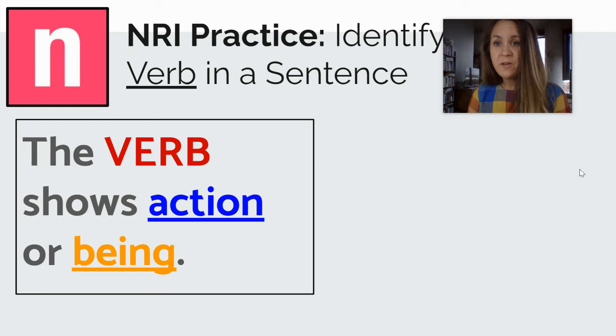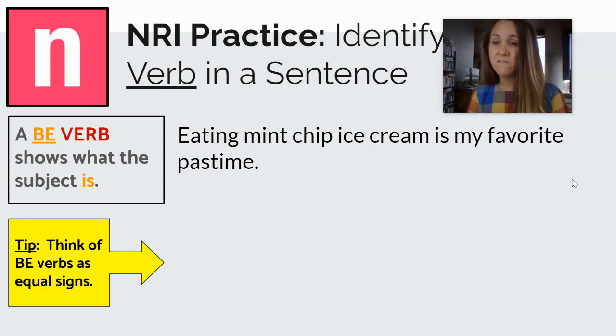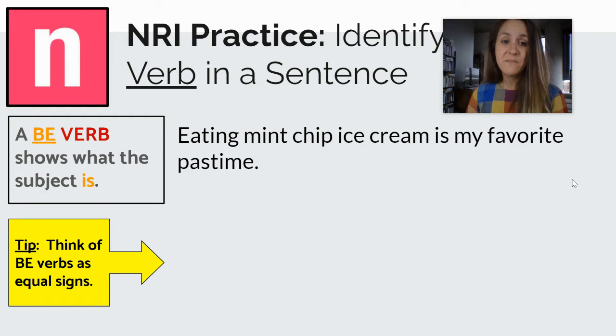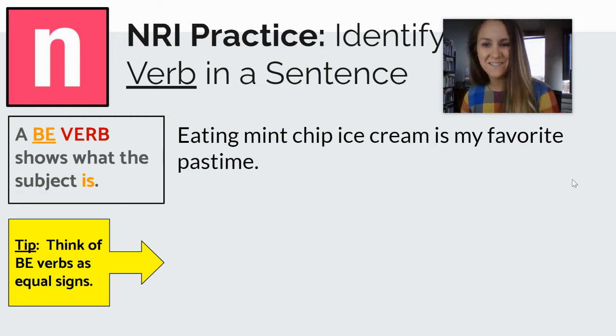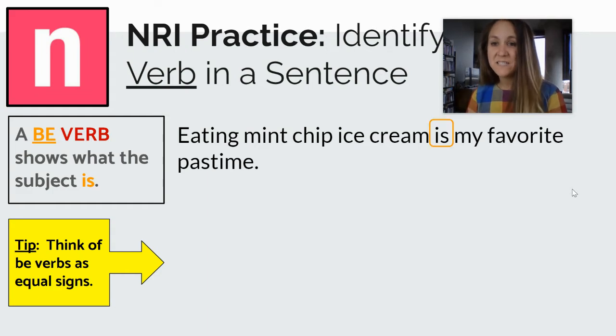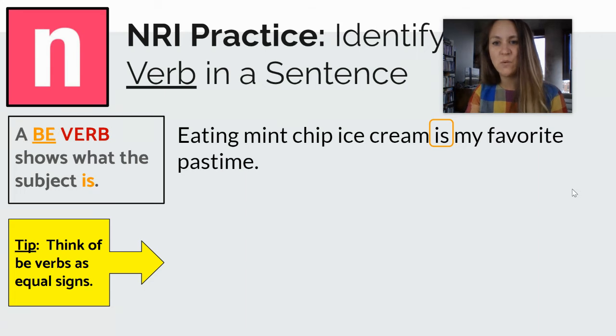The other type of verb that we're talking about is the be verb. So the be verb shows what the subject is. My hint for you here is to think of the be verb as an equal sign. So the subject equals whatever comes after the be verb. So in this case, eating mint chip ice cream is my favorite pastime. So our verb is is, and we can think of it as eating mint chip ice cream equals favorite pastime. Okay, so it's kind of like an equation.